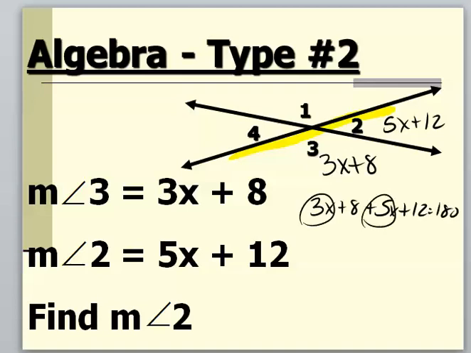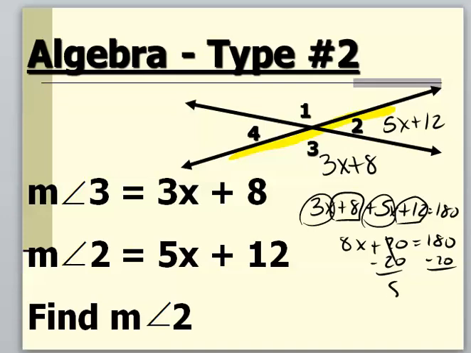Looking for like terms, 3x plus 5x is 8x. Positive 8 plus 12 is 20. We want to get all our numbers to the right, so we're going to subtract 20. So 8x equals 160. And if we divide by 8, we find that x is 20. Don't forget to plug back in.